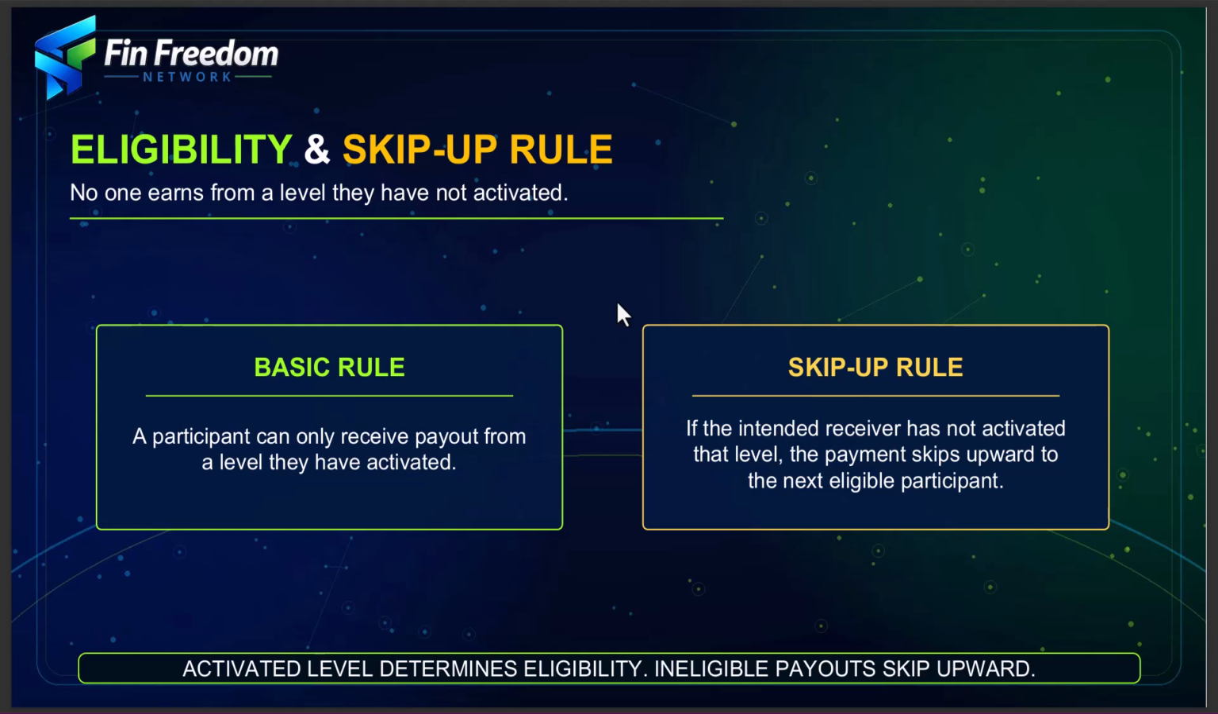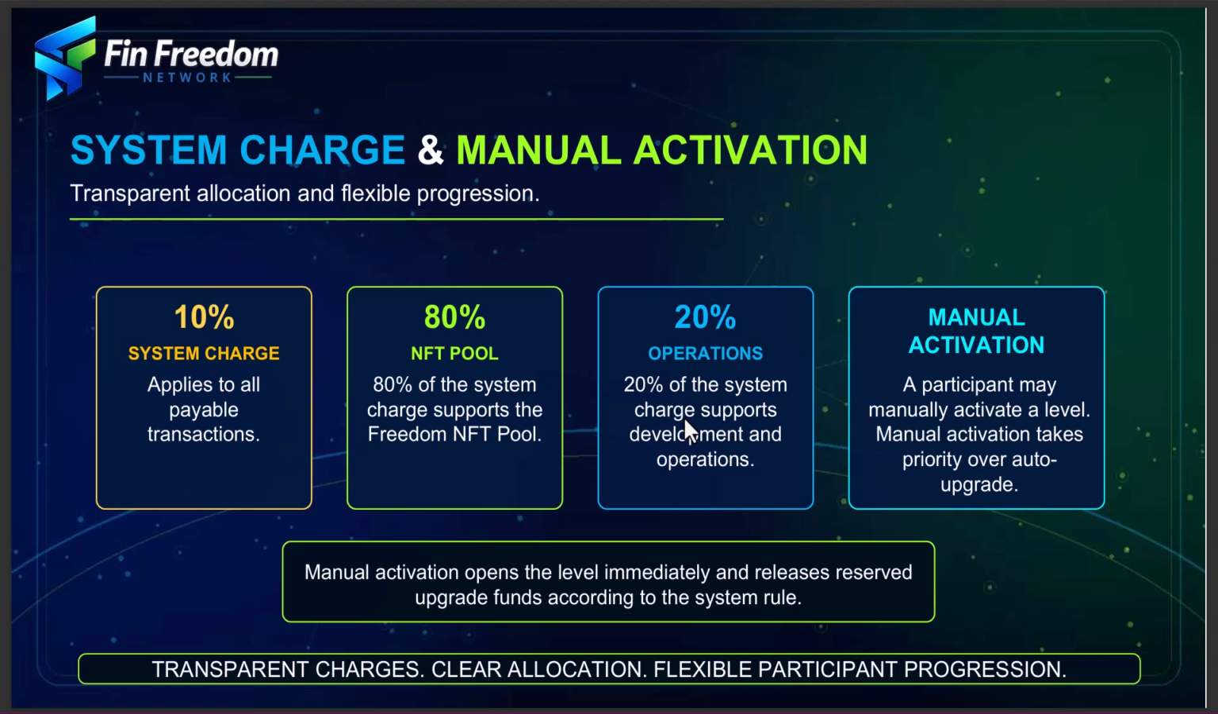So you invited me to the business. You are not on level 2, but I am on level 2. The money will not come to you. The money will go to the next person until you come to that level 2. The monies from level 2 will keep skipping you to the next upper person. Activated level determines eligibility. Ineligible payouts move upward. Alright? So you need to know that. Now, what do we mean by system charge and manual activation?